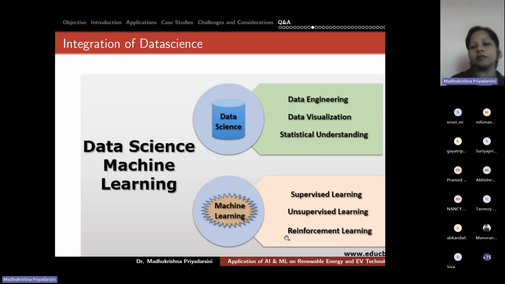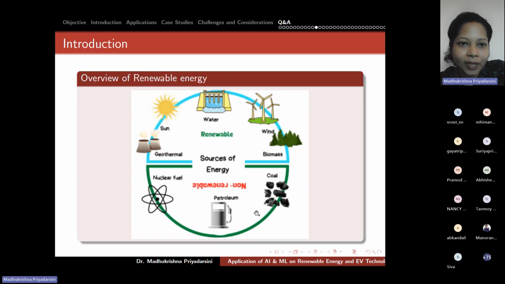And here also we are using the 3 fields that we have already seen. Visualization is done through data science, and for the real impact in real-life fields, we are using the machine learning algorithms. So this is just an overview of machine learning and AI, and how deep learning and neural networks work. Now we'll go to renewable energy.